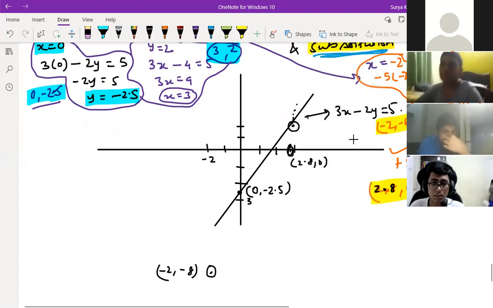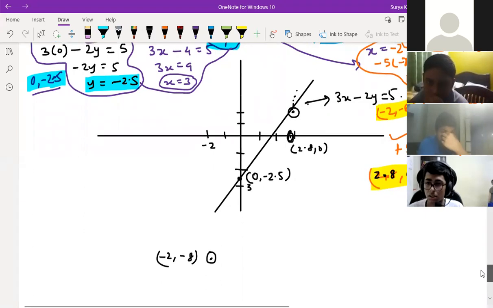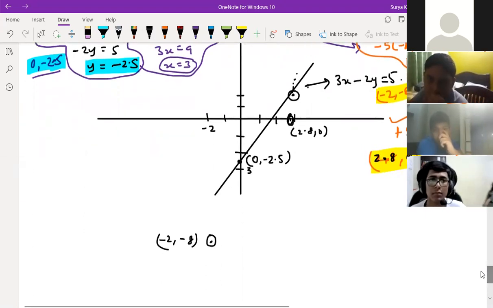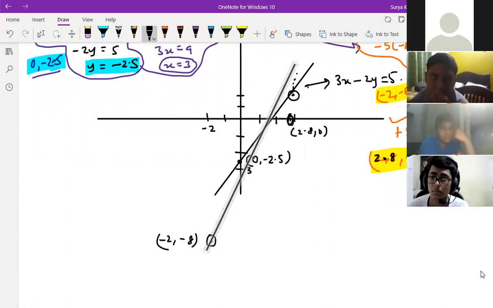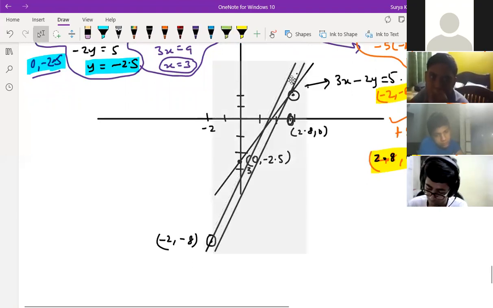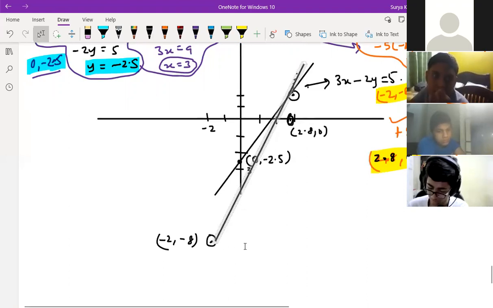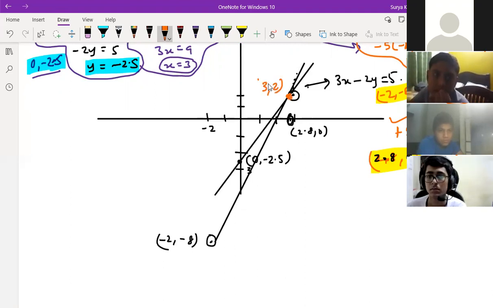Sir, one question. Yeah, one minute. Let me draw this line, then I'll tell you the question. This point should match. So this point is roughly drawn. This point will match at 3 comma 2. So your answer is x is equal to 3 and y is equal to what? 2. Understood, children? So this is matching at 3 comma 2.